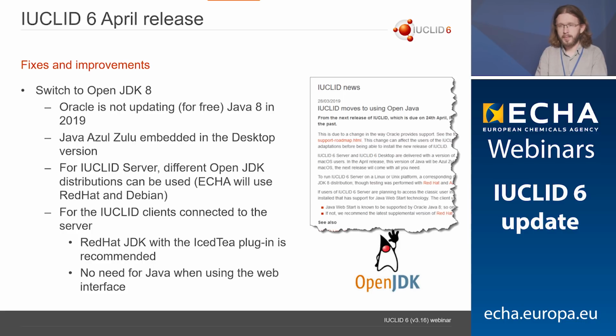We shared some information on the Euclid website and in our installation manuals, so you can refer to that if you want to have more information. In ECA, we have opted for the Red Hat distribution of OpenJDK.